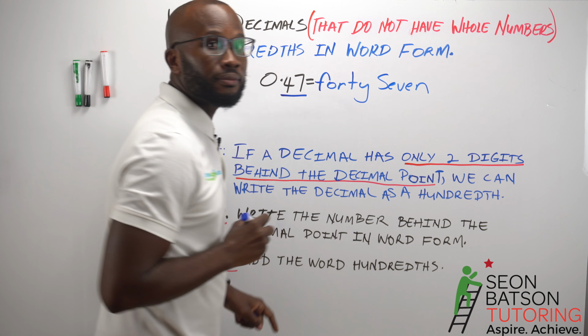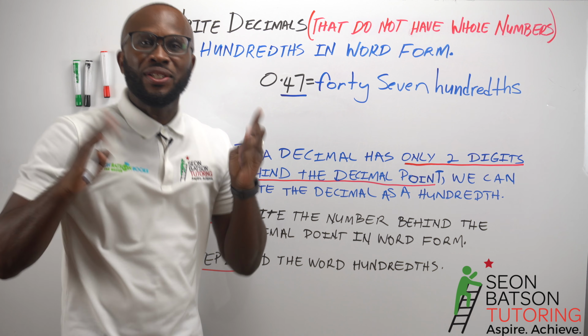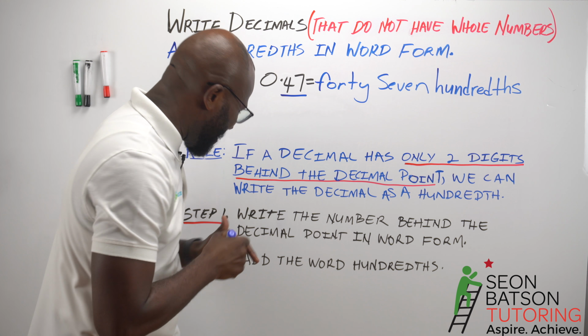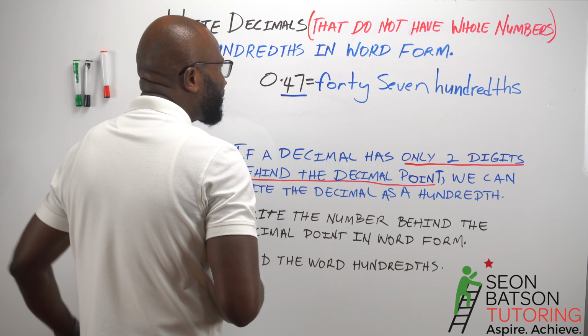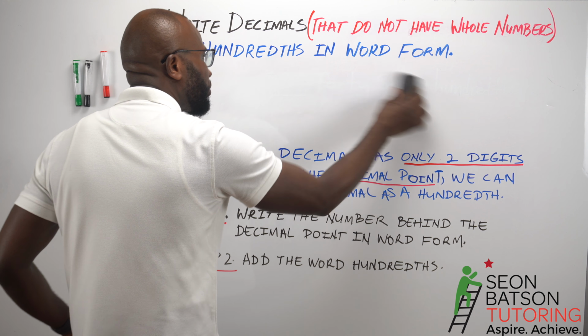How was that? Very simple, very straightforward. Now, why were we able to write this decimal as a hundredth? We were able to write this decimal as a hundredth because there are only 2 digits behind the decimal point. So far, so good? Let's go to our next example.